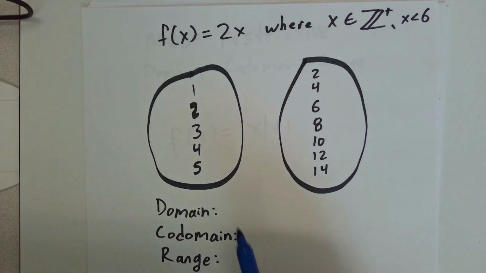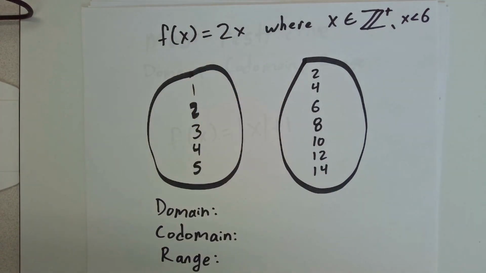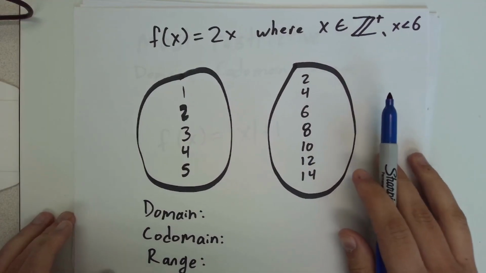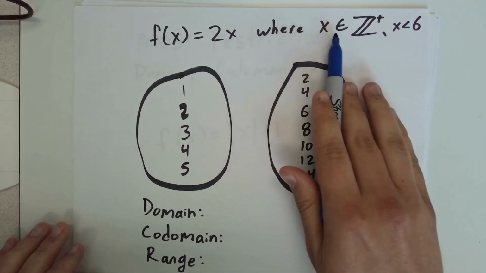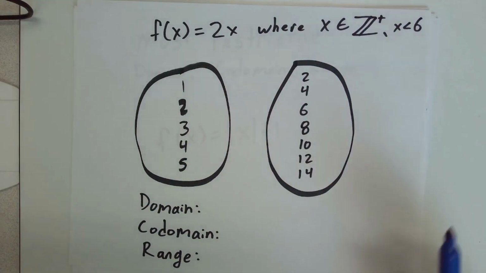So the first one I got set up here, it says that f of x is 2 times x. So the definition of an even number. But we've added some more constraints to it. We've said where x is an element of the positive integers and x is less than 6.